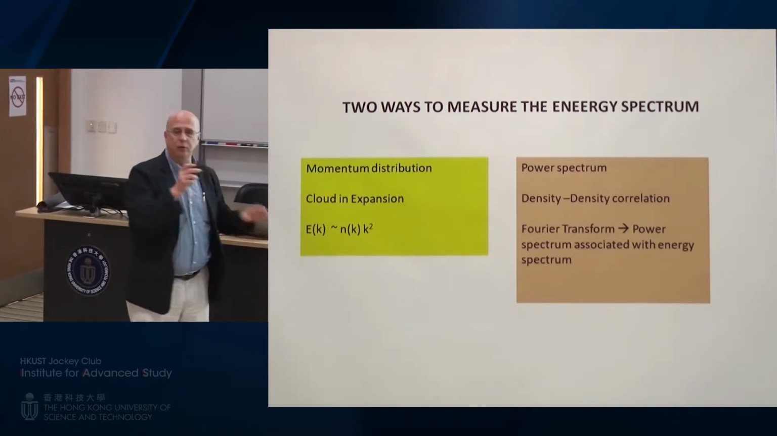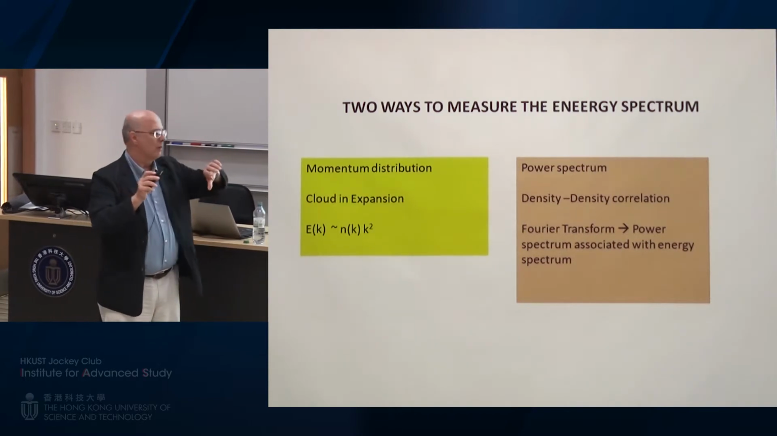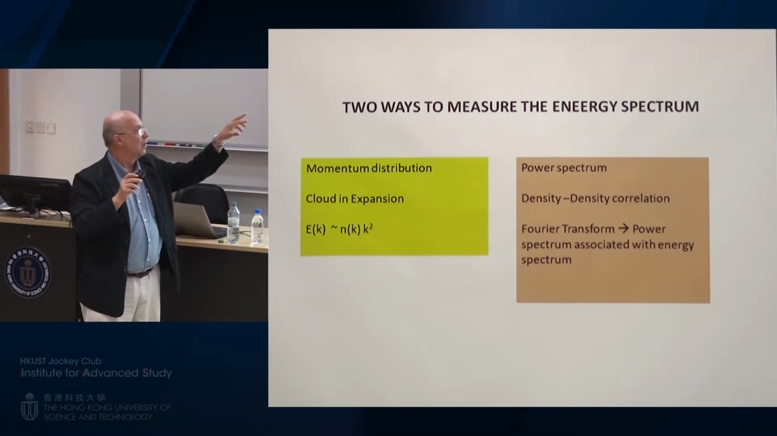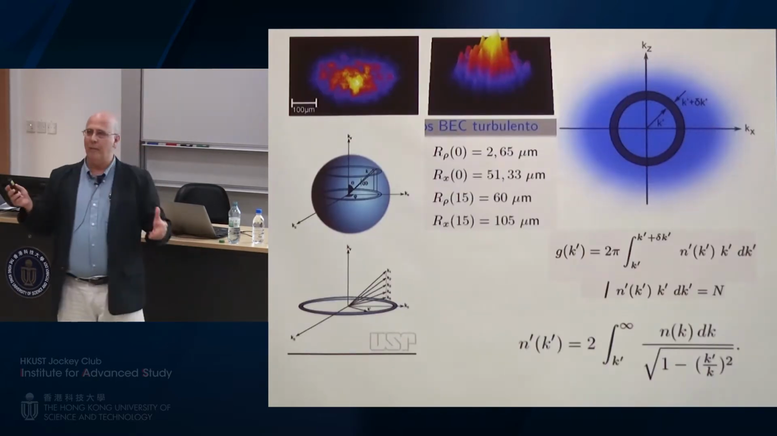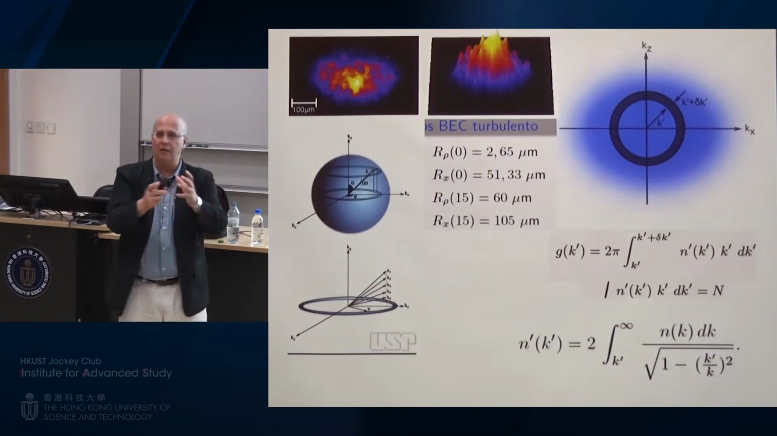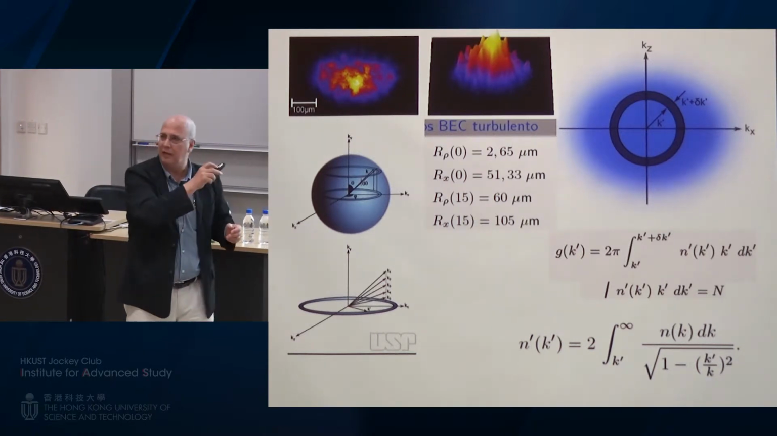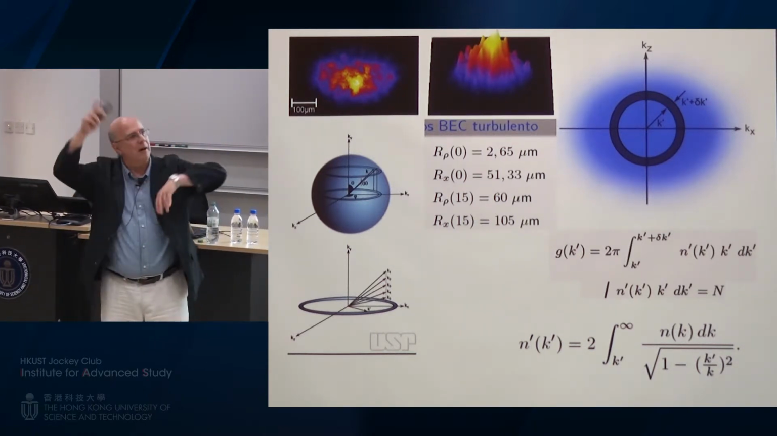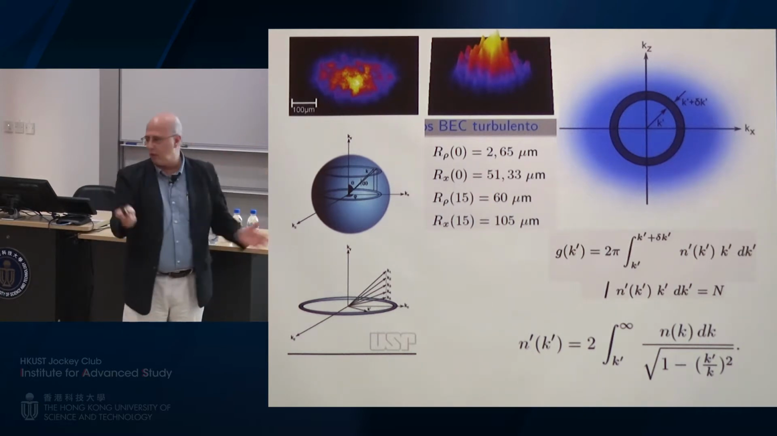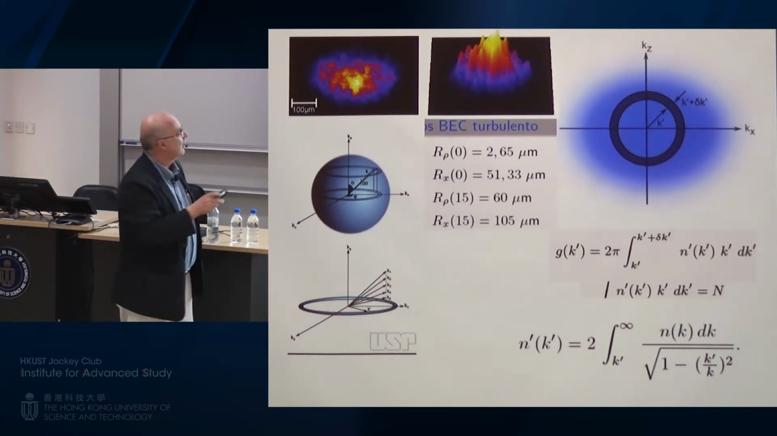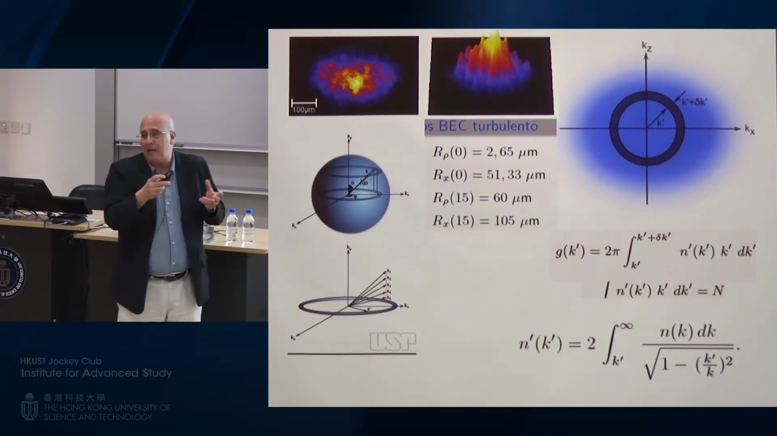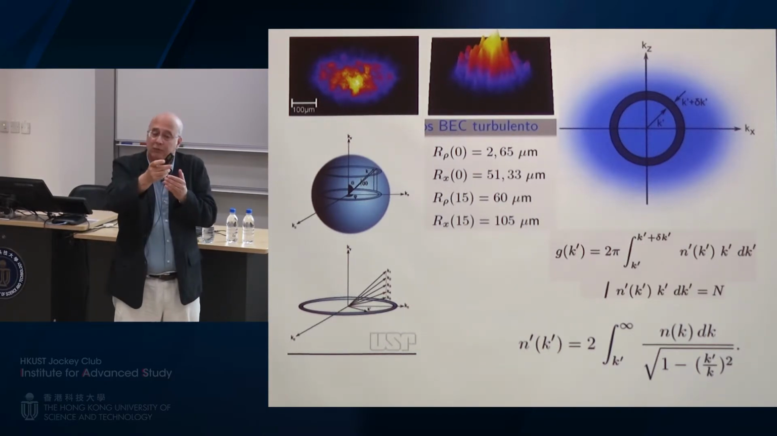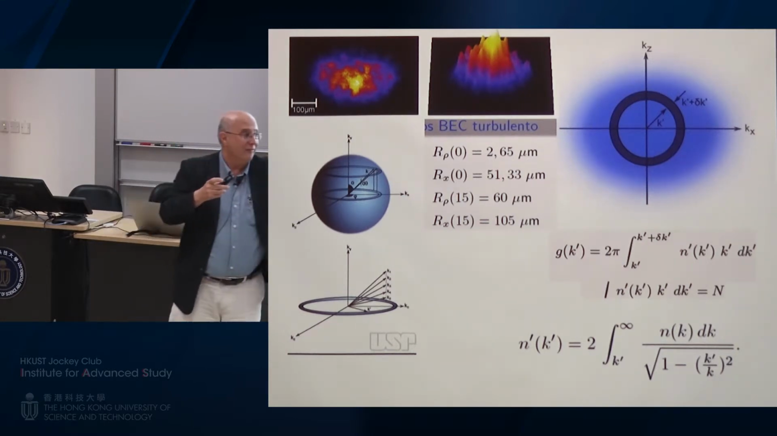Okay? So we're going to do two different measurements now: measuring the momentum distribution or measuring the power spectrum. How do we do the momentum distribution? Okay, we get the cloud. This is how a turbulent cloud looks. You see? It's like the Himalaya, filled with holes and valleys and everything. And we let it expand. And then I see, the atoms with less momentum will not go very far. The atoms with higher momentum will go very far.